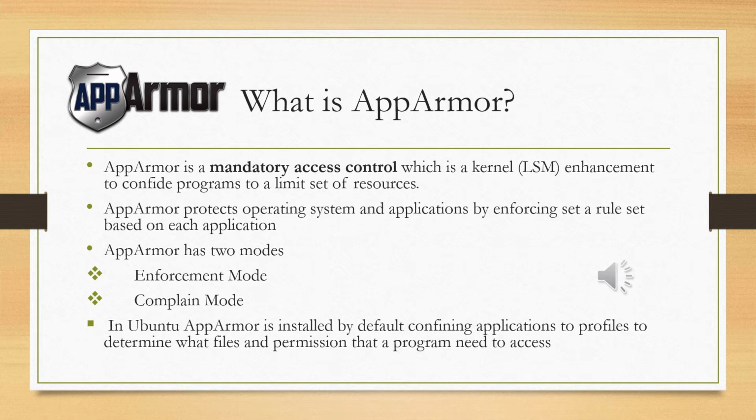The other mode is complain mode. In this mode, profiles are loaded in complain mode and it will not enforce policy. Instead, it will report policy violation attempts. And this mode is very convenient for developing profiles. In Ubuntu, AppArmor is installed by default, confining applications to profiles, determining what files or permissions a program needs to access.